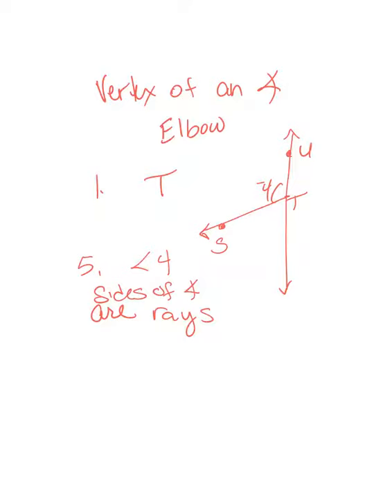Where do you start? At the elbow. Start at the elbow. So what are the two rays? TS and TU. Got it? Start at the elbow. That section's easy.